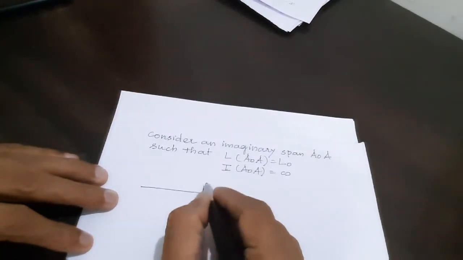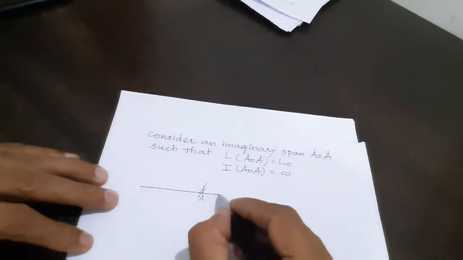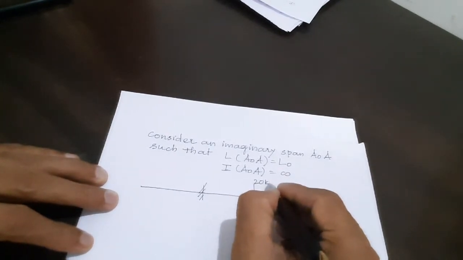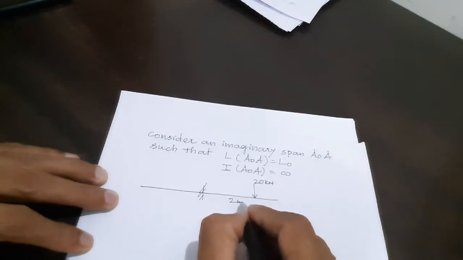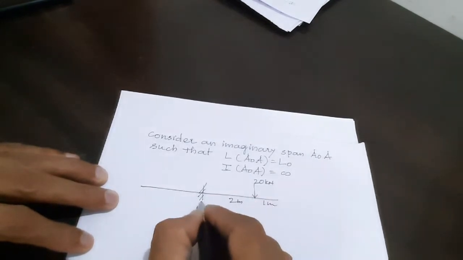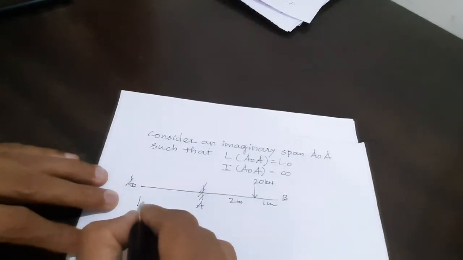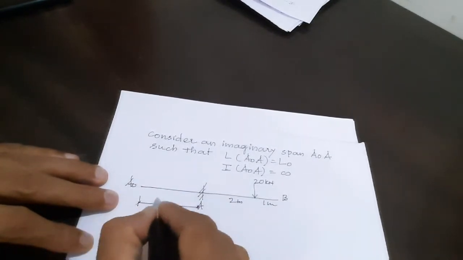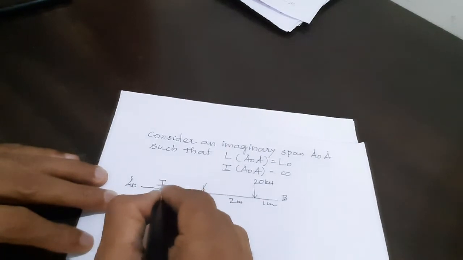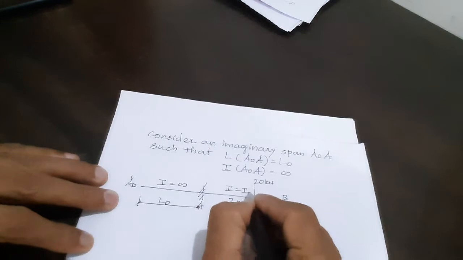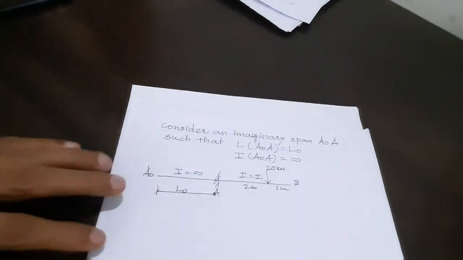I am drawing AOA. This is A, a fixed support, and AB, which is loaded with a 20 kilonewton load acting at 2 meters and 1 meter. This is A, this is B, and this is AO. The length of AOA is any length LO, and I is equal to infinity.